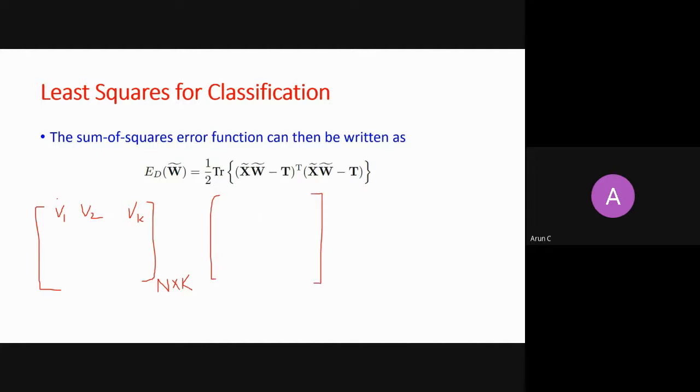So I want to compare them with my original data set. Let's say the first X belonged to the second class. So this will be 0, 1 and all zeros. My second sample belongs to the third class, so this will be 0, 0, 1 and all zeros. My last sample belongs to the first class, so it will be 1, 0, 0 and all zeros. So in every row there is a target vector which is representing that X.